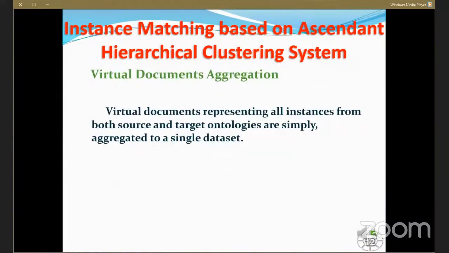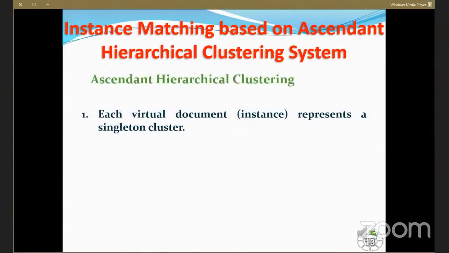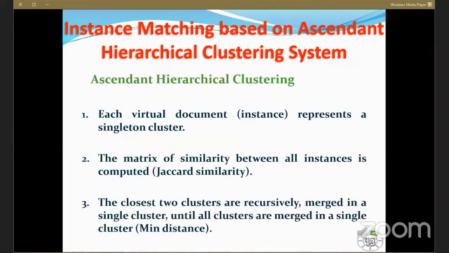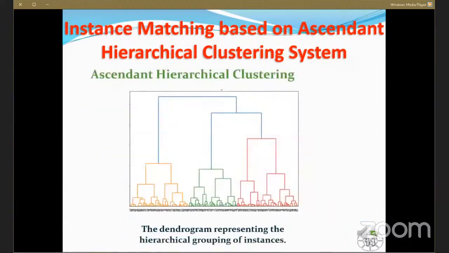The aggregation step consists of preparing input data for the clustering algorithm by aggregating all virtual documents in a single data set. In the ascending hierarchical clustering step, each document will initially form a singleton cluster. So, there are as many clusters as the number of instances or virtual documents. Then, the matrix of similarity between all instances is computed, and the closest two clusters are recursively merged in a single cluster, until all clusters are merged in a single cluster. The hierarchical grouping of clusters is depicted by the following dendrogram.